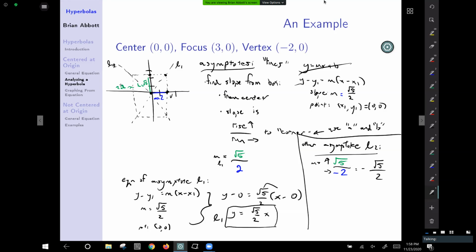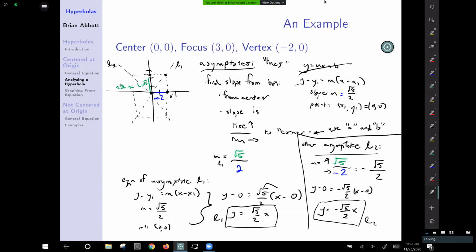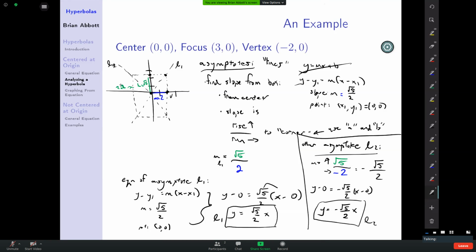The math is very, very similar, and I encourage you to do it. y minus 0 equals negative root 5 over 2 times x minus 0, and then we get y equals negative root 5 over 2 times x as the equation of our asymptote L2. Well, we've done it. I don't think there's anything else we can find out about this particular hyperbola. We know the equation, we know the equation of its asymptotes, we know its transverse axis and all of the points. So we'll stop this example and we'll do another one shortly.